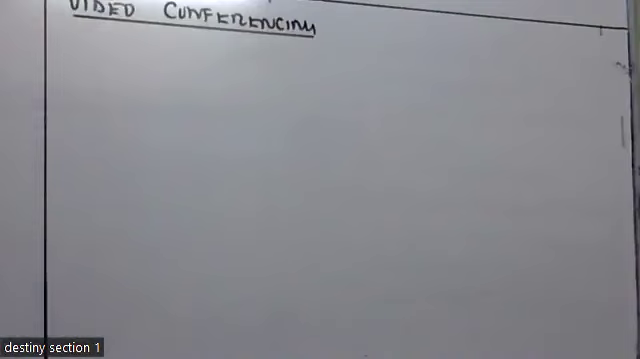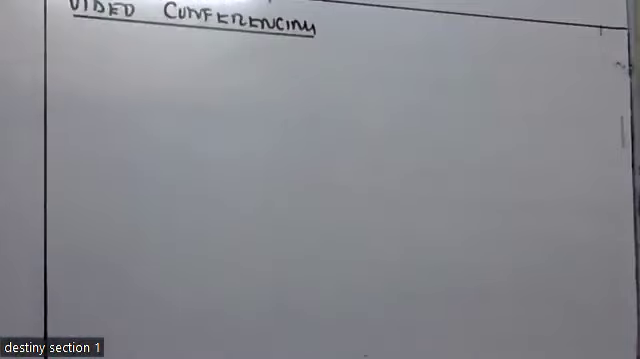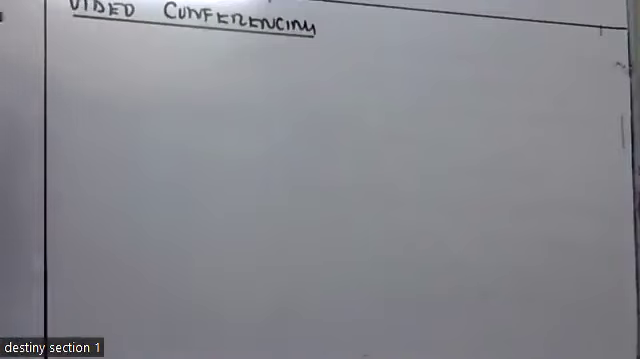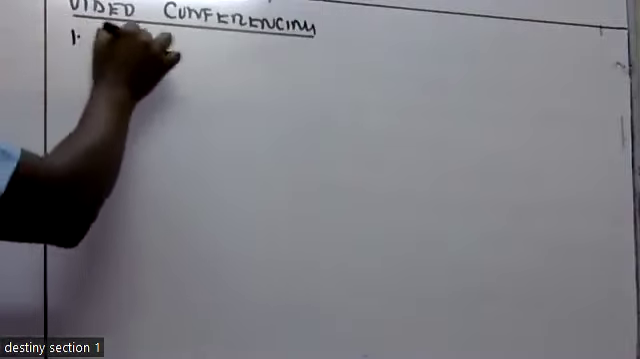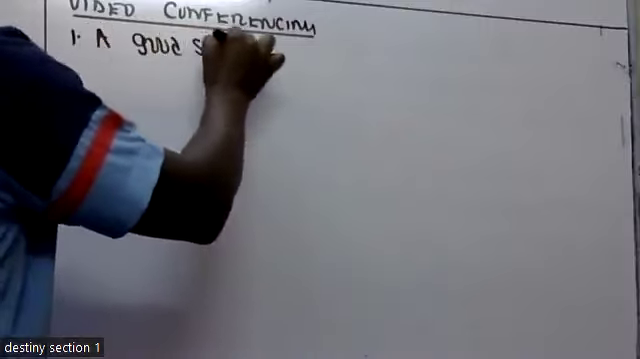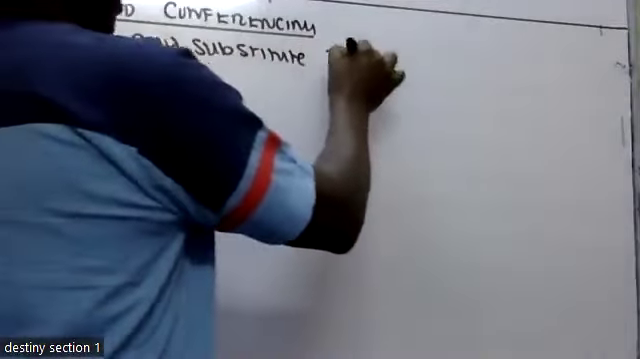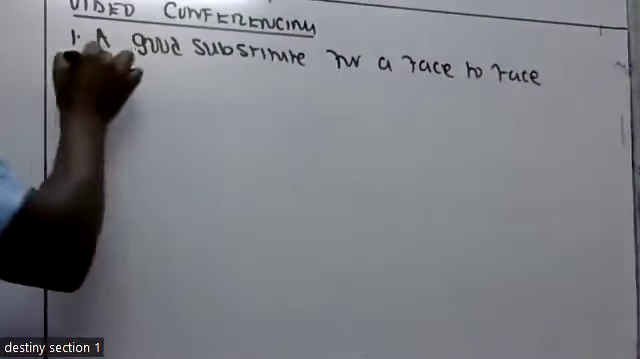Yeah, that's what we call video conferencing. You link, you connect people who are at different locations by sound. They're able to hear each other. By vision, they're able to see each other. A few advantages. One is that it is a good substitute for face-to-face communication.